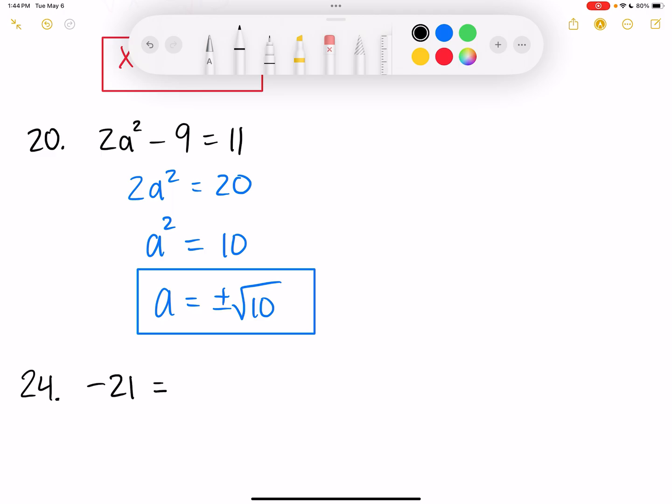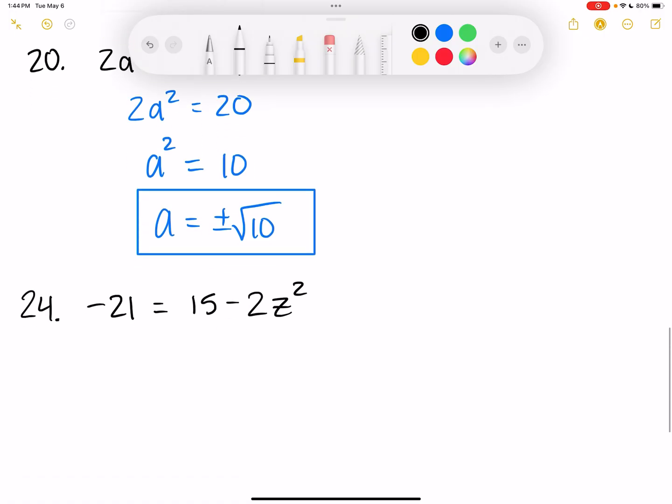Negative 21 equals 15 minus 2z squared. What should I do first? You can, but you don't need to. Subtract 15, so I get negative 36 equals negative 2z squared. Now what? Negative 2. So divide by negative 2, and, oh goodness, what is that? Positive 18. Have to be careful so you don't get your last cookie point.